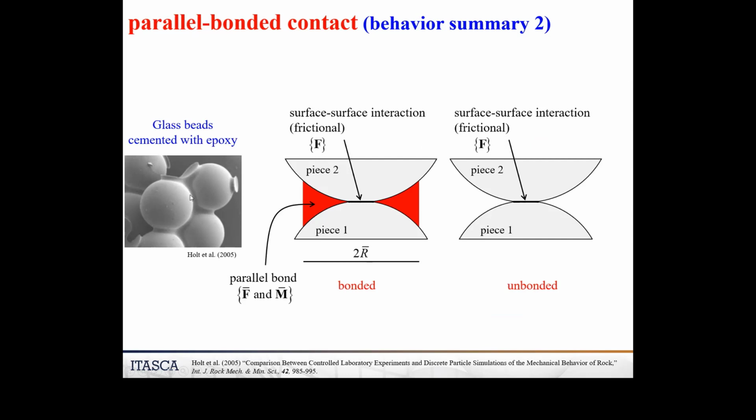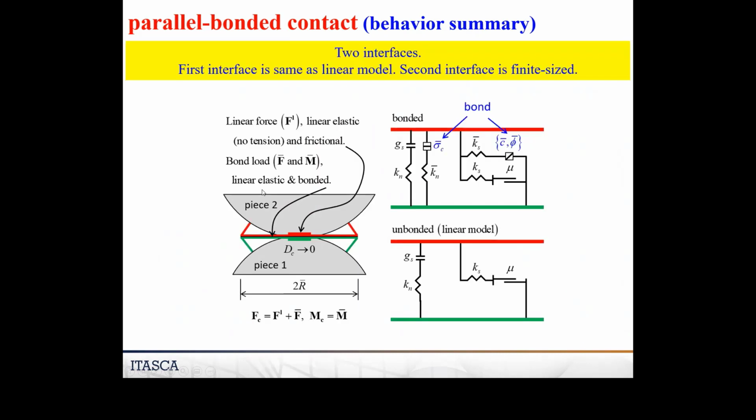These are glass beads cemented with epoxy, essentially mimicking the behavior of that. We're basically saying, in addition to the surface-surface interaction, which is similar to the linear model, it's like you have glue, cement, all around here in a circle. You can see the cement is like a circular cross-section beam, if you will, that lies between there. And so rheologically, when it's unbonded, it's completely broken. It's just the linear model.